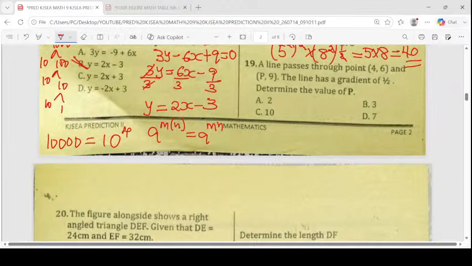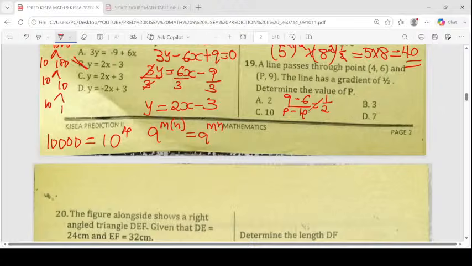Find the value of P. How do we get the gradient? The gradient is obtained by change in Y over change in X. So change in Y will be now 9 minus 6 all over P minus 4. This should give me the gradient, which is equivalent to a half.